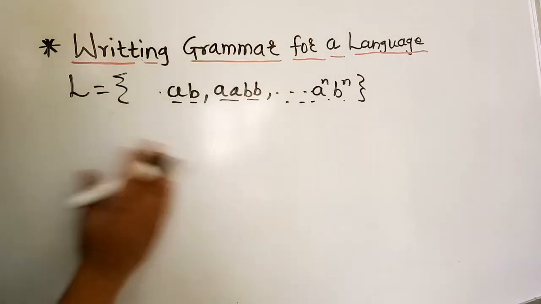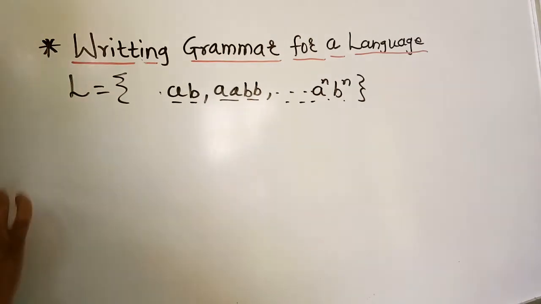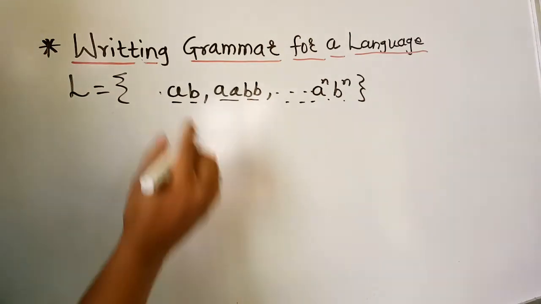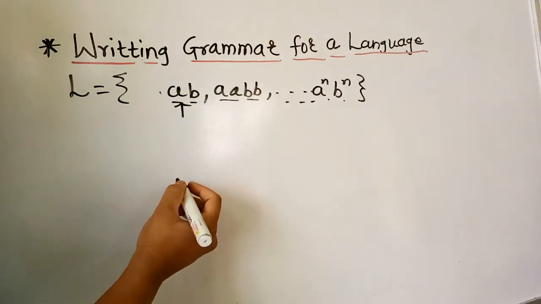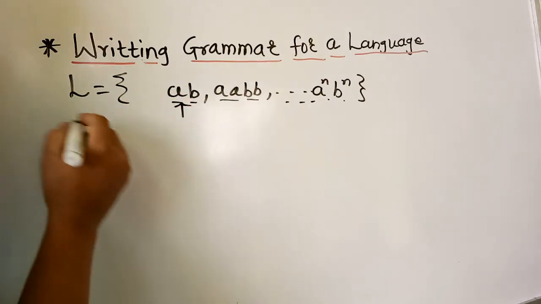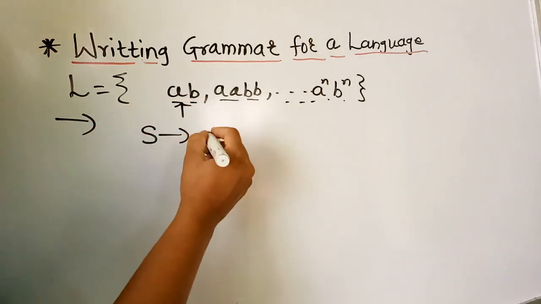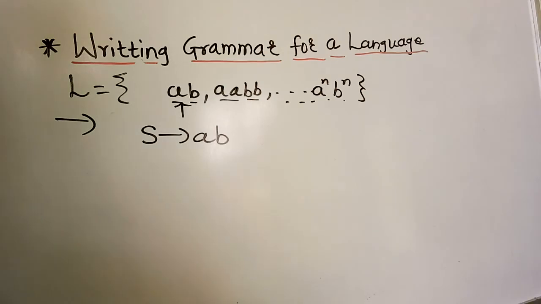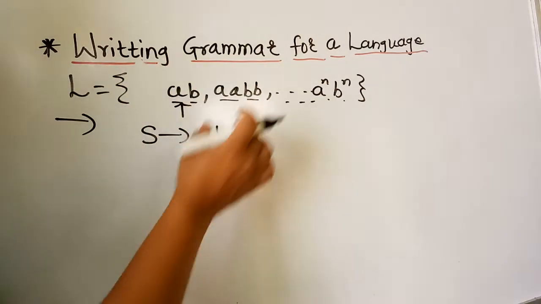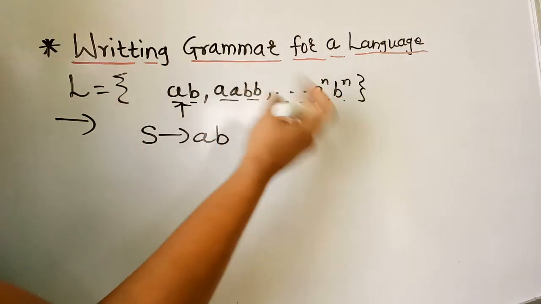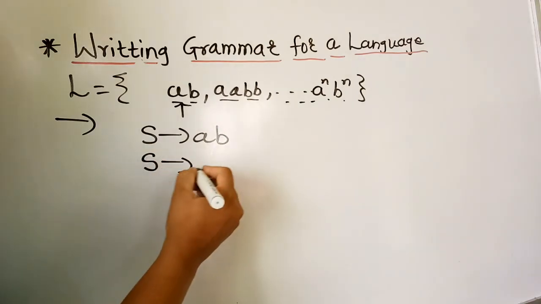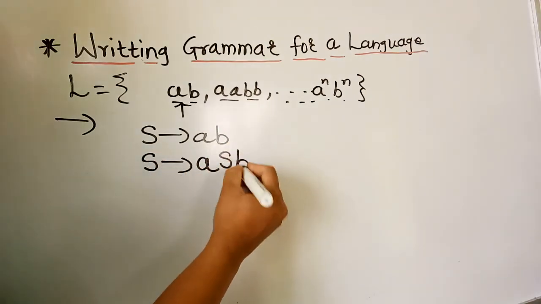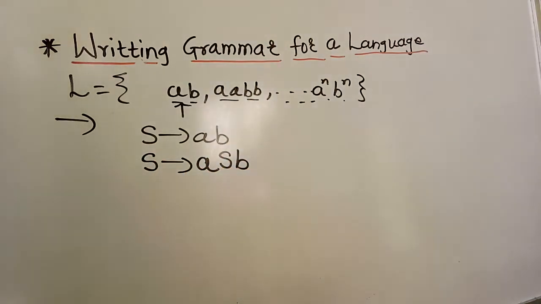So, how will I write the grammar? I have told you that the starting term of the grammar will be in the production. So S gives AB will definitely be in the grammar. This term is over. Now here you know that these are multiple terms of A and B. So we will take it here as A, S, B, which means multiple times of A and B are achieved.